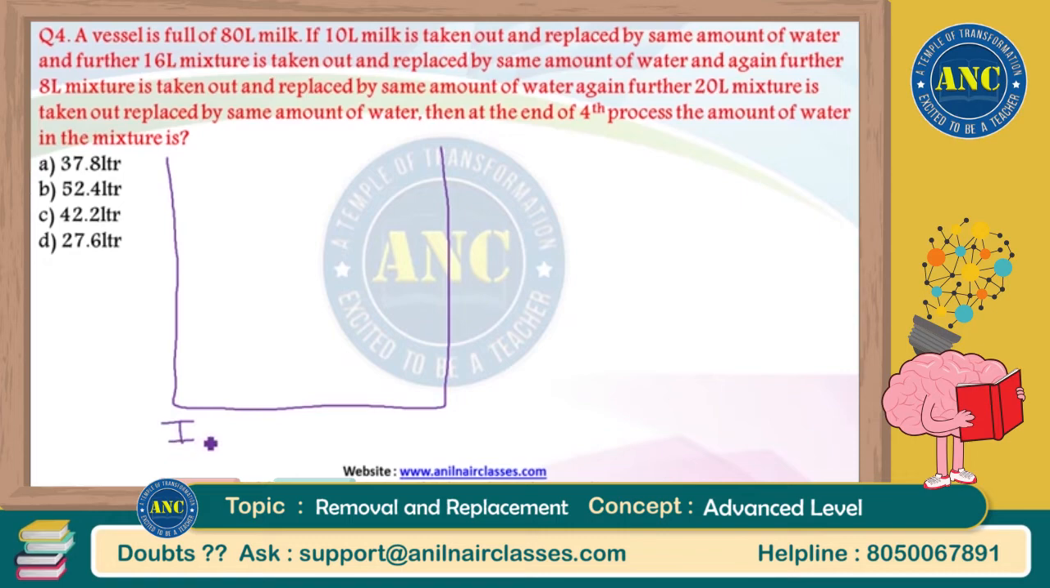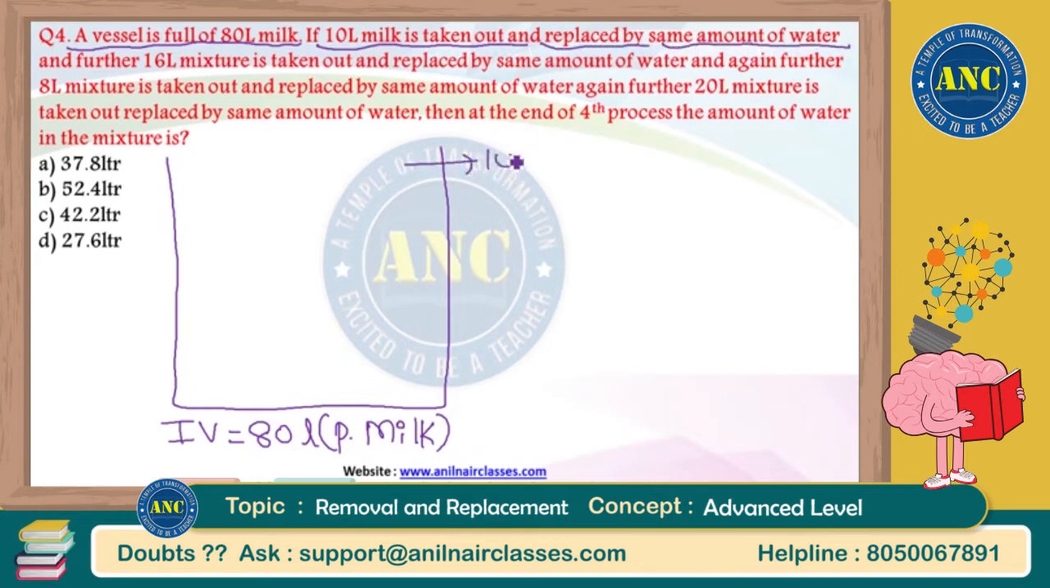Let me read the question. A vessel is full of 80 liters of milk. That means the initial volume is 80 liters of pure milk. If 10 liters of milk is taken out and replaced by the same amount of water, that means 10 liters of milk is taken out and I am replacing it with the same liters of water. 10 liters of water is added.